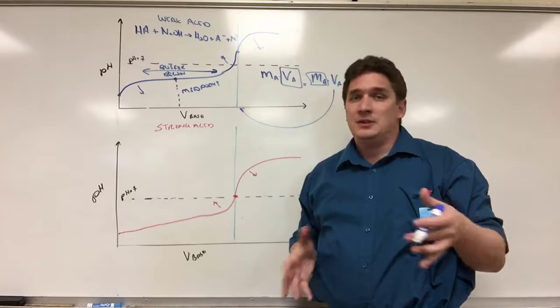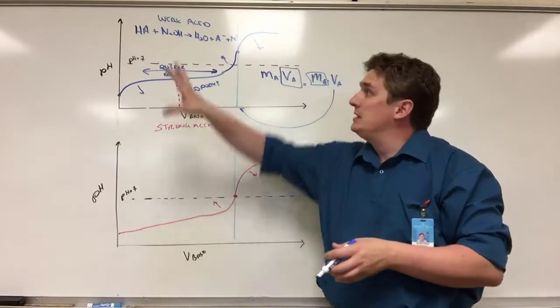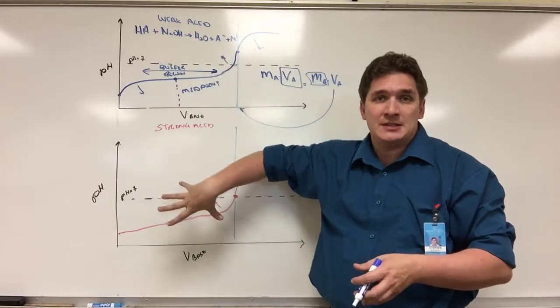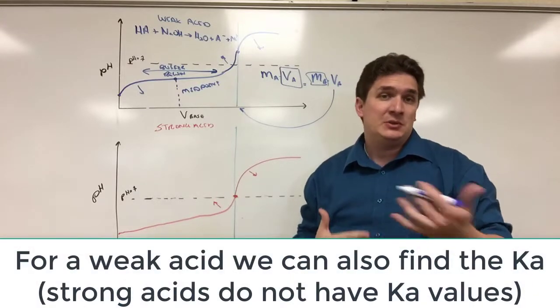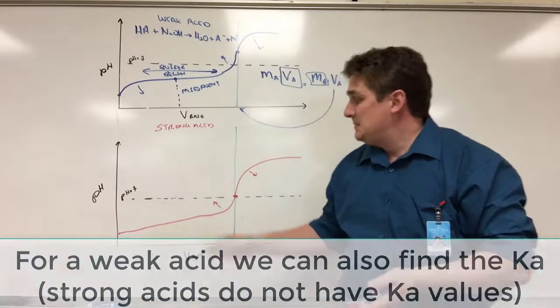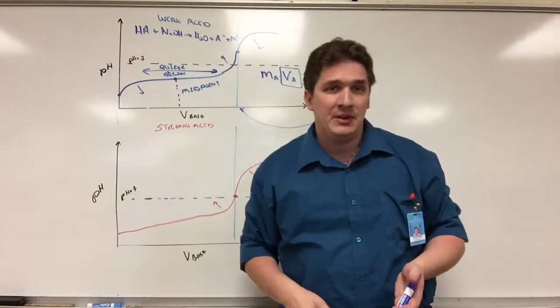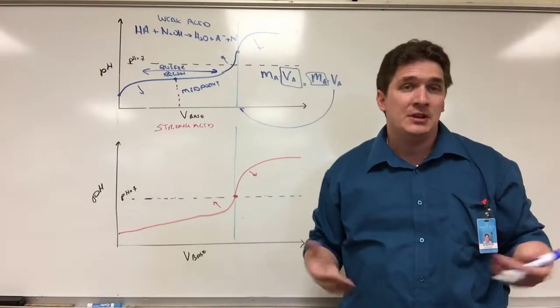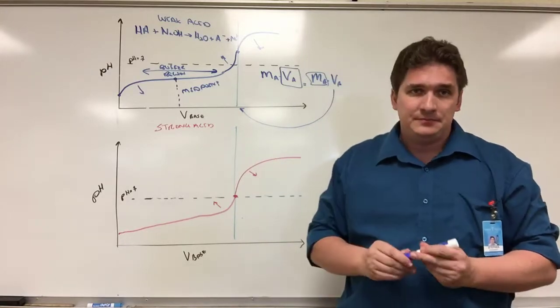So what about additional information? Well, there's one thing we can get off the weak acid that we can't get off the strong acid, and that's the dissociation constant, the equilibrium constant Ka. And that's because strong acids don't have that. They don't have a Ka associated with them. Their Kas are infinite. So how do we do that?